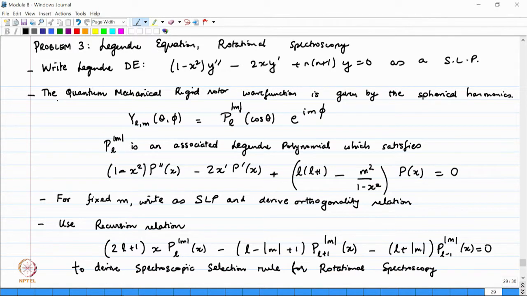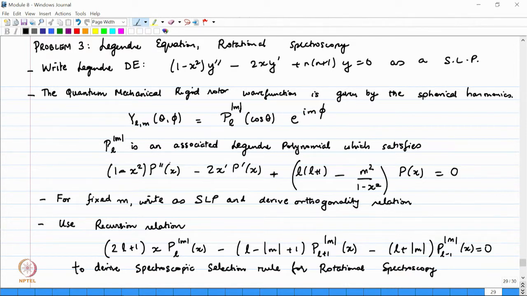The second part has to do with the quantum mechanical rigid rotor wave function, and this is given by spherical harmonics. So spherical harmonics, there are two quantum numbers L and m. So Y L m of theta and phi, where theta and phi are the angular coordinates, is given by an associated Legendre polynomial P L m of cos theta, with absolute value of m. It is a function of cos theta, and if the variable was x, then this P L m would satisfy this equation.